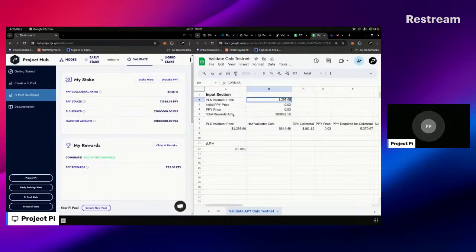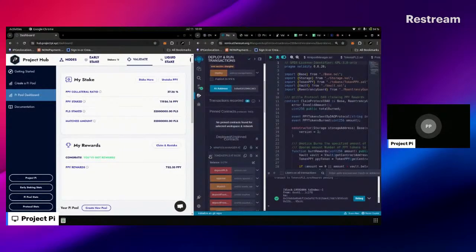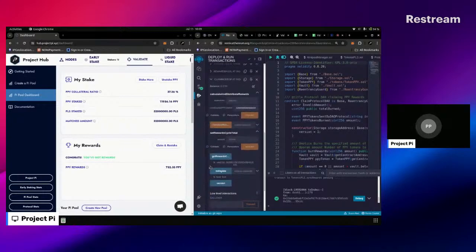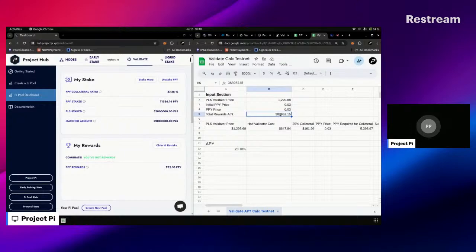The total rewards amount is actually going to be based off of the last amount that was made in our testnet environment. So if I go to Remix, and then I go down to the claim node ops, I can see the get reward cycle total, and this was the last amount, which is 383,952.15. So just make sure I have that, and I do.